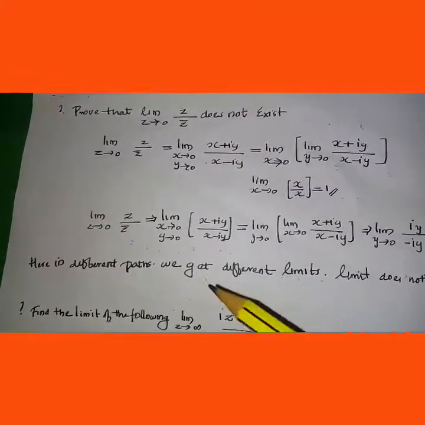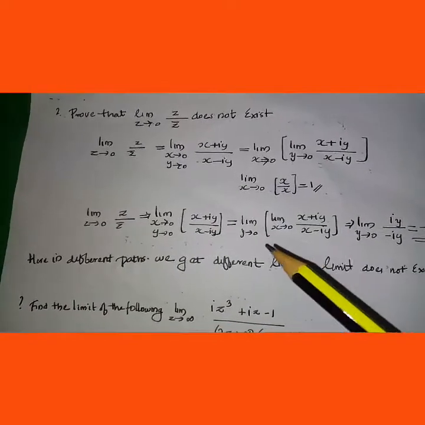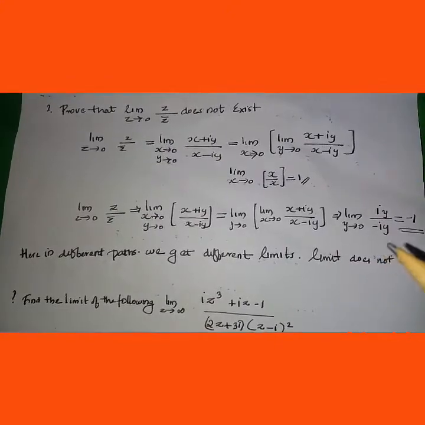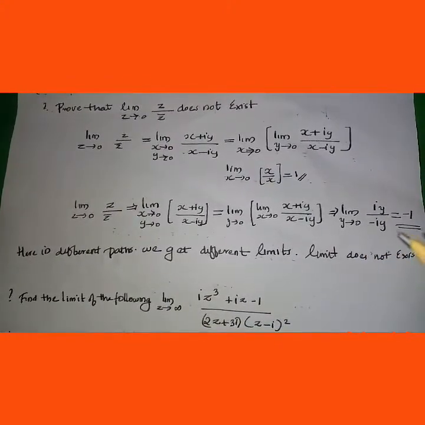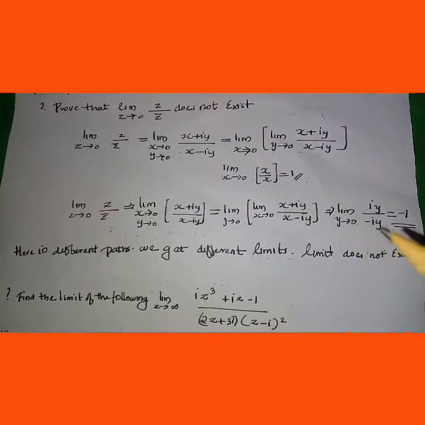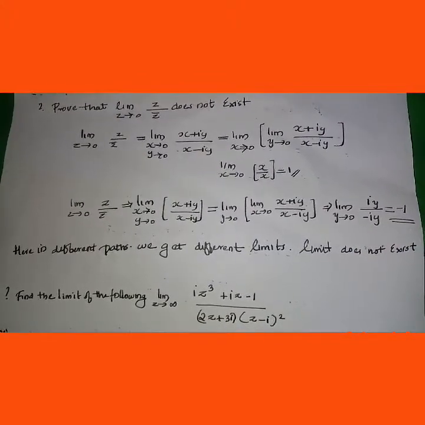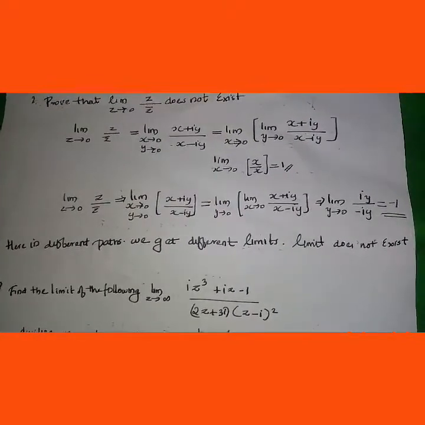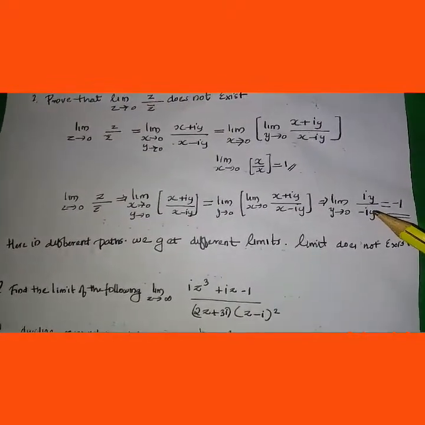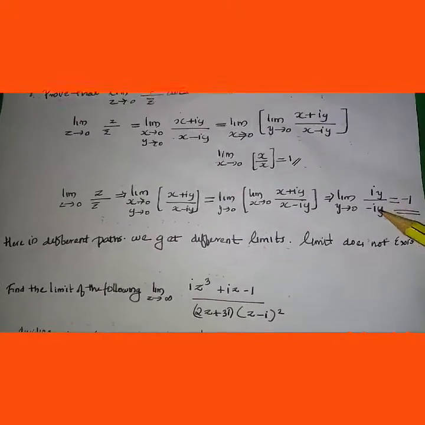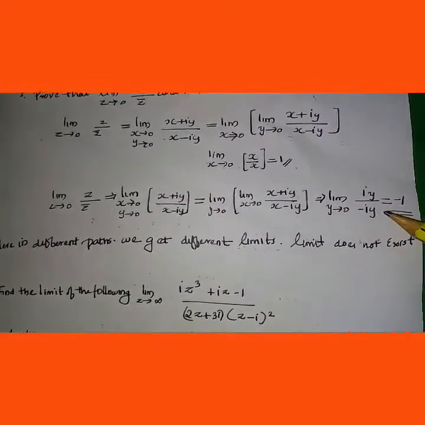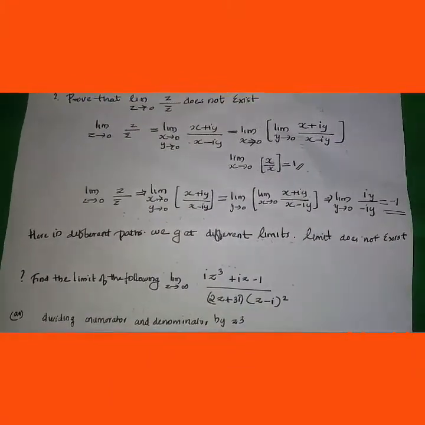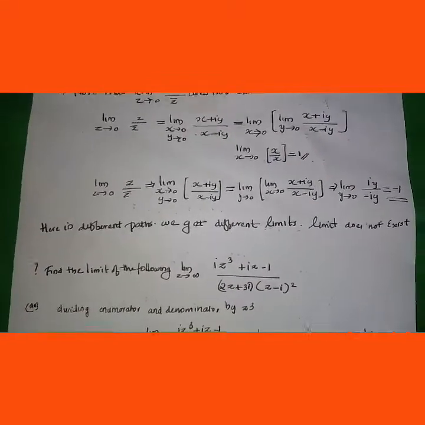Here also we take x tends to 0 first, and in which we get the function as iy divided by minus iy, and taking the limit y tends to 0, we get the function as minus 1, because we have to take the derivative here. So we get the function as minus 1. So we get different solutions at different paths, so the limit does not exist.